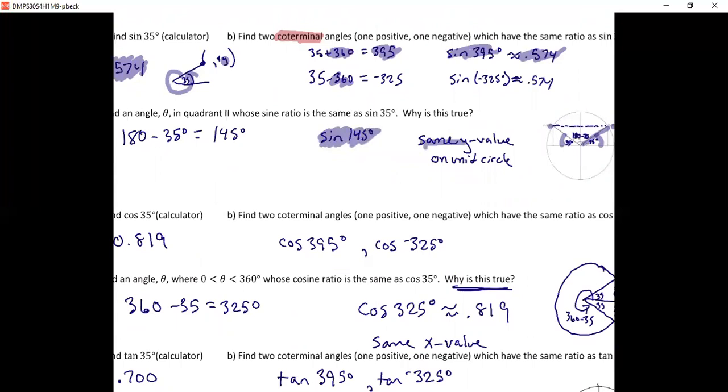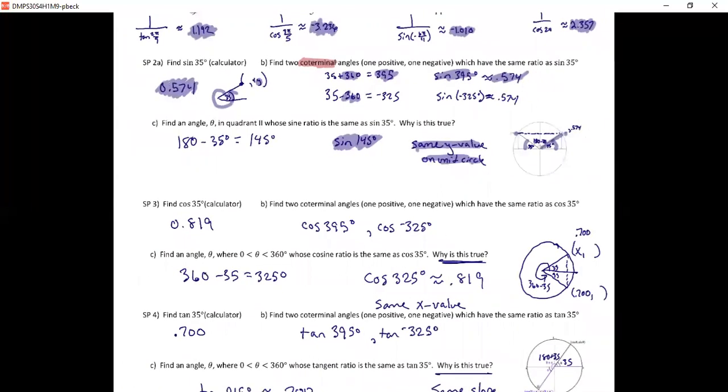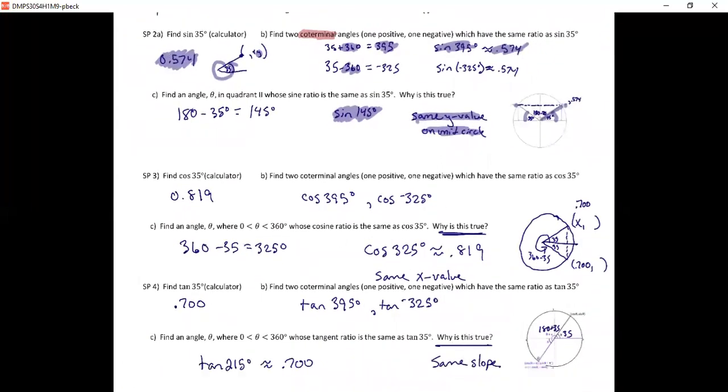So why is it true? It's the same y value on the unit circle. So that angle off of the x-axis is going to produce the same y value.